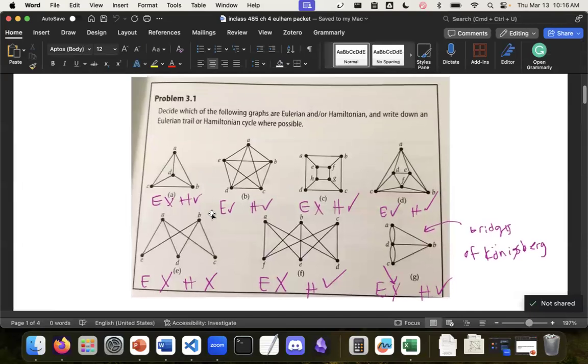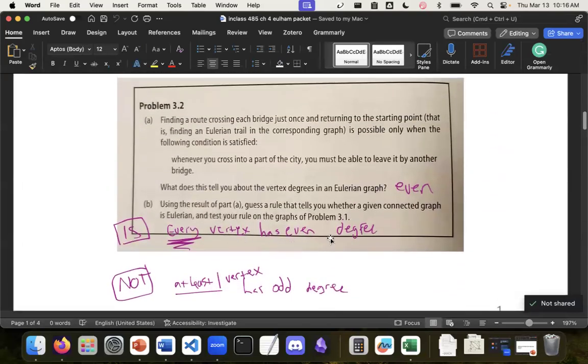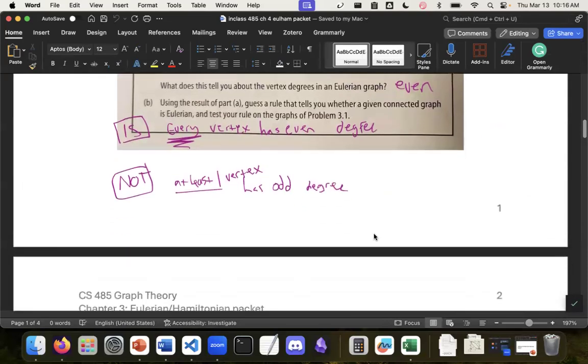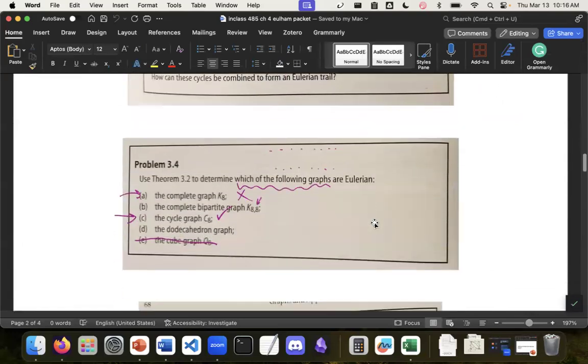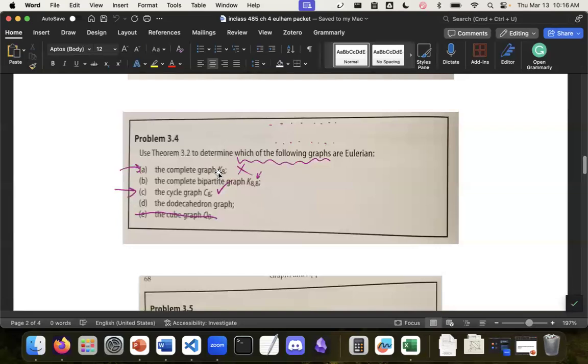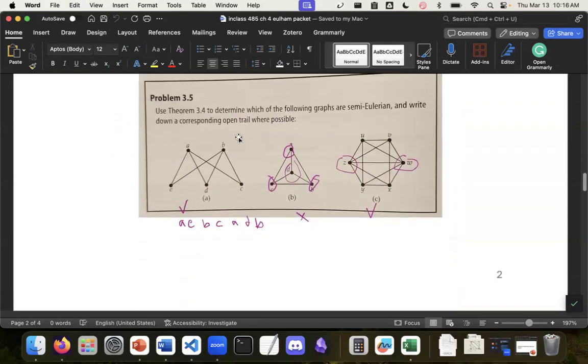For the packet, we went over yes or no for all of these examples. We came up with the restriction of every vertex has to have even degree. We looked at splitting it up into cycles, and then using our rule, are some of these graphs Eulerian or not? And then we looked at, with our semi-Eulerian rule, which one of these does that apply to?